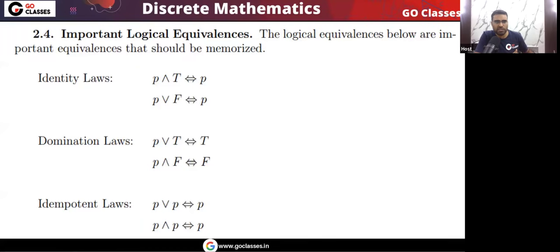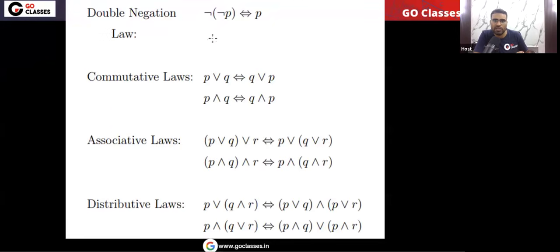So that's it. We have seen all the logical laws. Every logical law we have seen. We have seen P and true is P. P or false is P. P or true is true. P and false is false. P or P is P. P and P is P. Remember, P or P will be P, P and P will be P. Yes or no? Next, you can see P double negation is P.